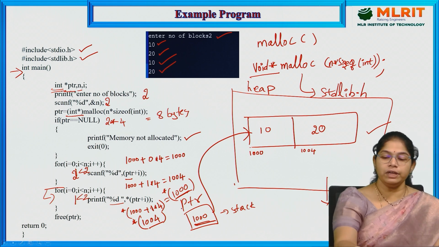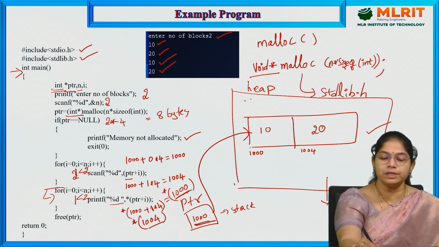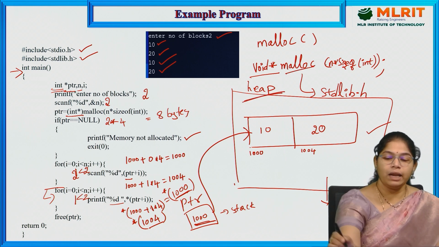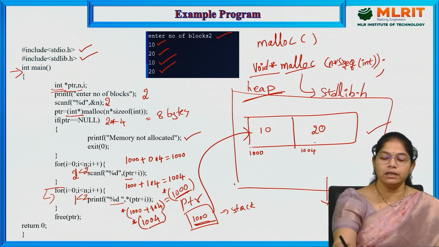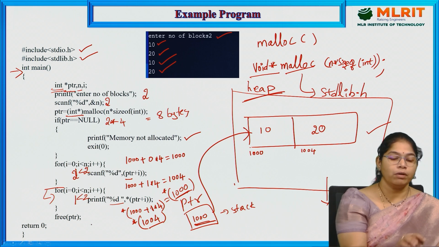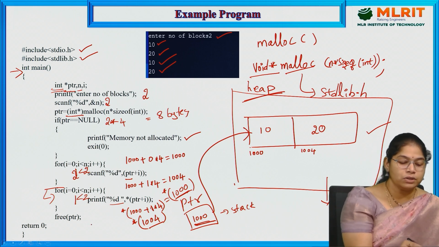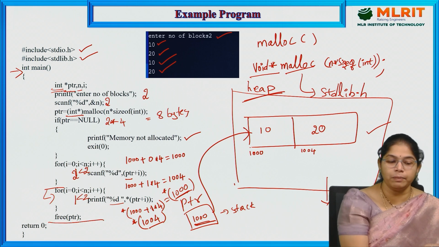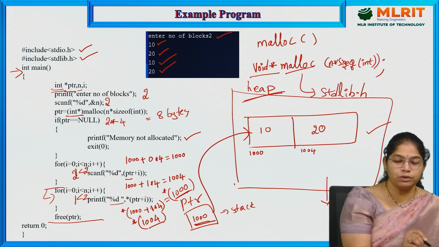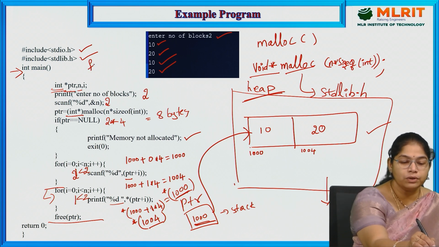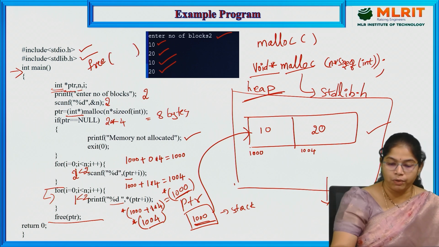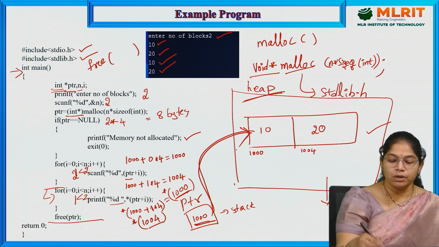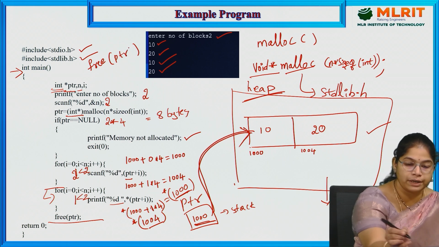So after we are done with this memory, because we are allocating this memory dynamically from the heap section using the malloc function, and because I have read the values stored in that particular location and printed those values, I am done. So after that we have to free the memory. To deallocate the memory, we have to use the function called free, then the pointer, because this pointer is pointing to this location. So we have to give the pointer name.